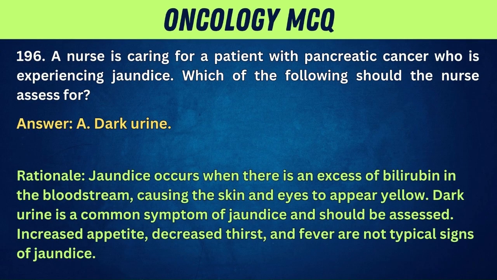Answer: A. Dark urine. Rationale: jaundice occurs when there is an excess of bilirubin in the bloodstream, causing the skin and eyes to appear yellow. Dark urine is a common symptom of jaundice and should be assessed. Increased appetite, decreased thirst, and fever are not typical signs of jaundice.